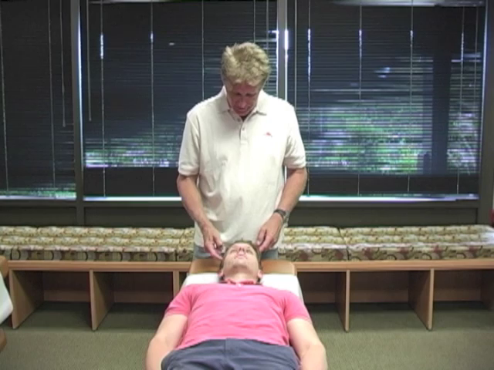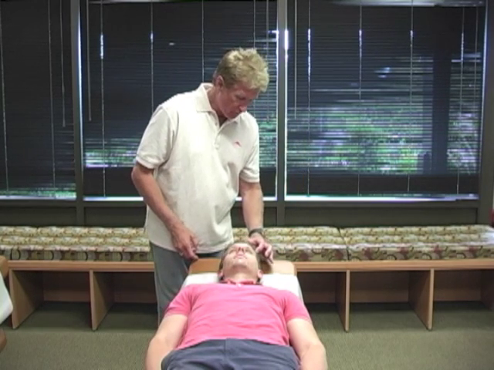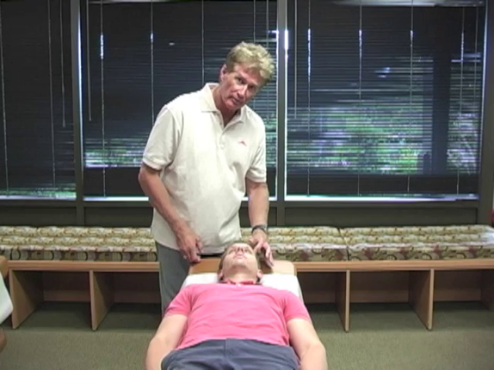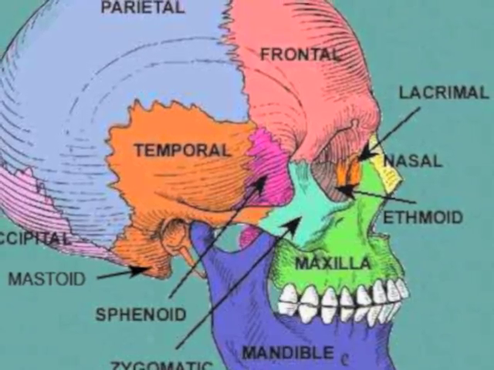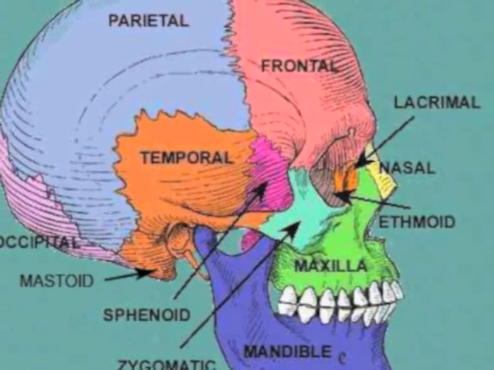Now, usually when you have this temporal bone out of alignment, there's a bone on the top of the skull called the parietal bone. It's this big bone that sits right up in here. Usually that one will drop downward. So what we'll do is feel that suture here and feel if that's off.